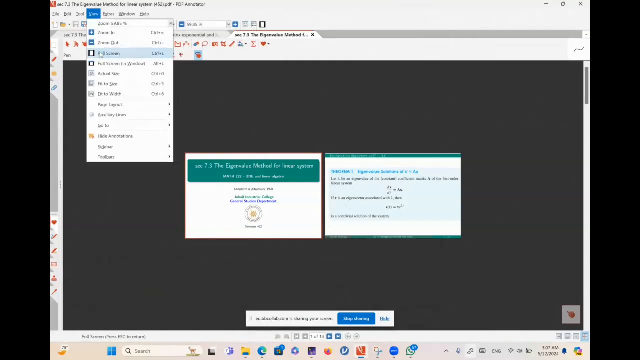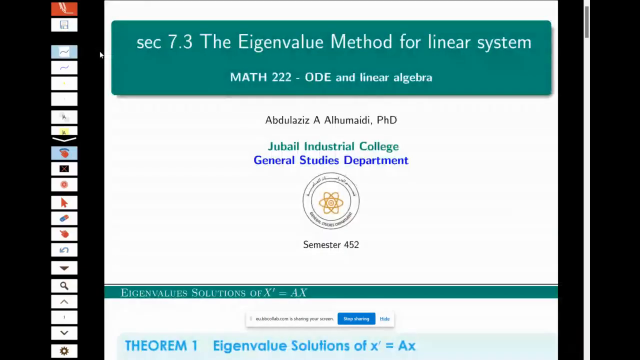نبدأ اليوم إن شاء الله recording. We are going to start our recording for section 7.3, which is the eigenvalue method to solve linear system.